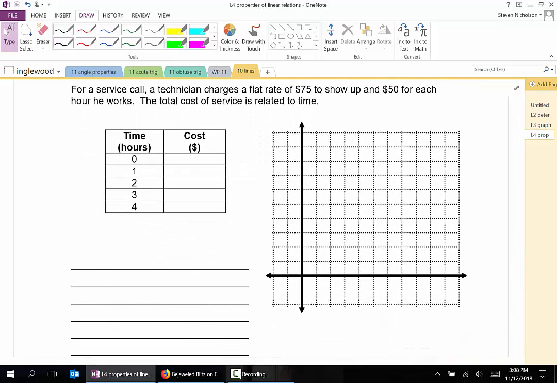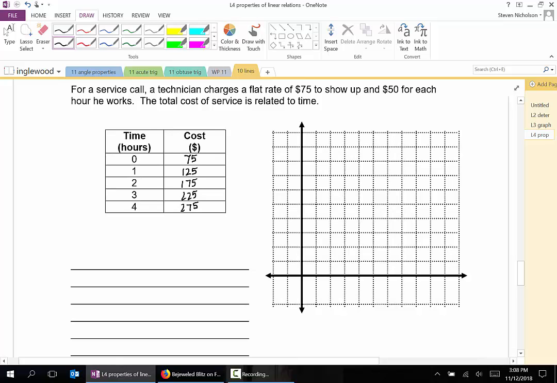Well, let's look at another one. A service call technician charges a flat rate of $75 and $50 for every hour he works. The total cost of the service is related to time. So the cost depends on the amount of time. The more time he's at your house, the more it costs you, the less time, less. So again, you phone him up and he says, I'm going to charge you $75 right off the bat, and then $50 for every hour I'm at your house.